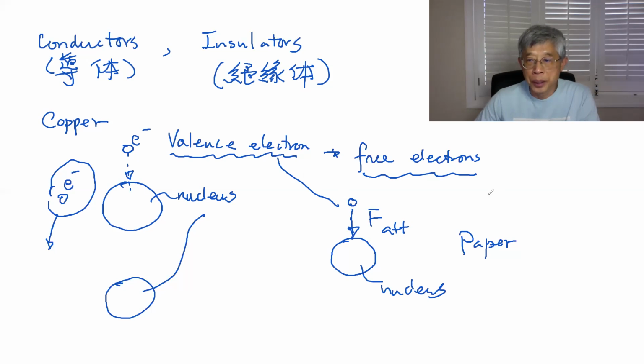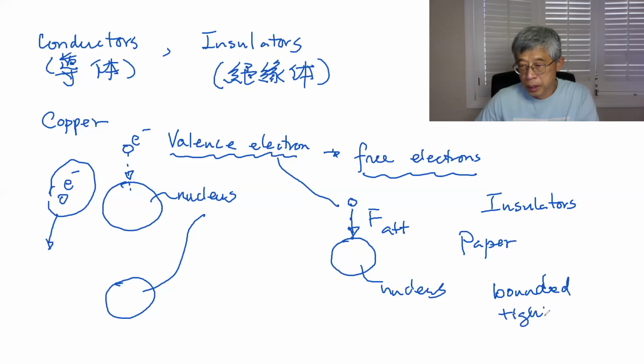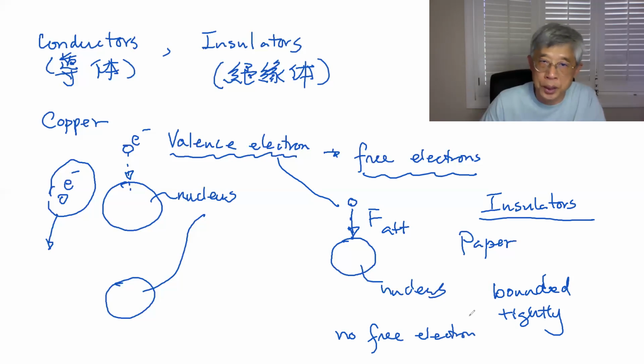So for the insulator, these valence electrons are bonded tightly, okay? So they cannot move around. So there's no free electron in this case. No free electron for the insulator. So it's much harder to conduct electricity. Okay, so that's our short lesson on conductors and insulators. And we're going to continue. We're going to talk about charging by conduction.